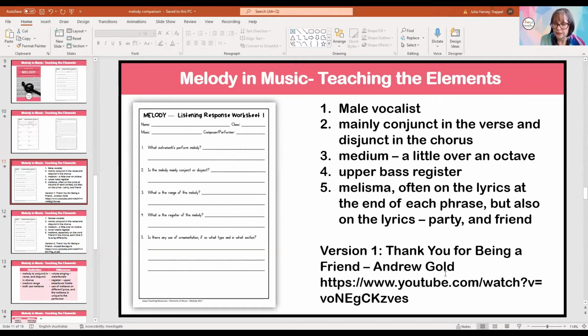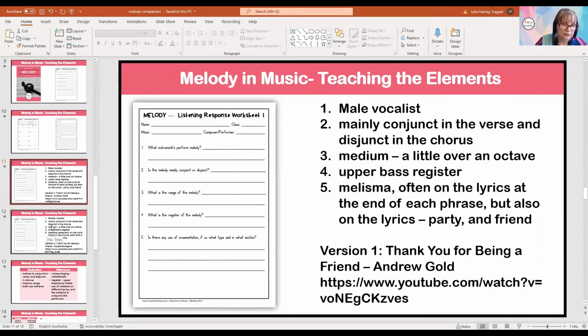Thank you for being a friend, Andrew Gold. But he uses a lot of, at the ends of phrases, he uses a little bit of melisma on the lyrics. But he also, in the song, on the word party in that sort of pre-chorus section, and then also on the word friend in the chorus. Okay, so let's go on to the next one.